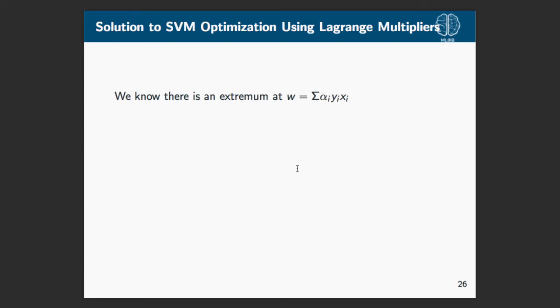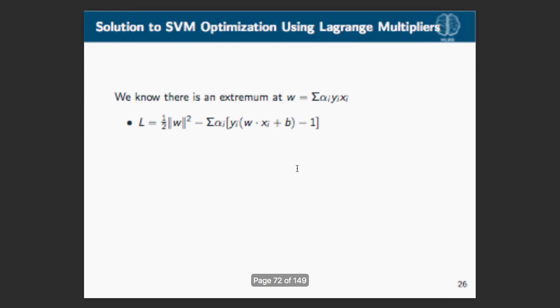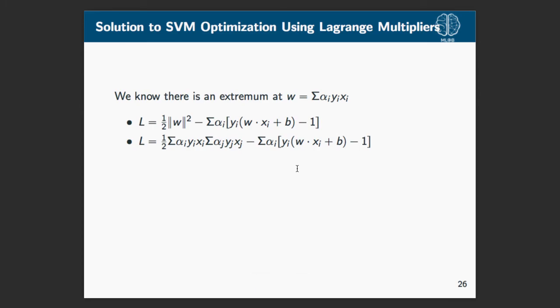Okay, so we know there's an extreme at W equals the sum of these alpha_i, y_i, x_i. So we can just take that and use our equation and plug it back in, and then we do some more substitution and solving, and we get this answer.